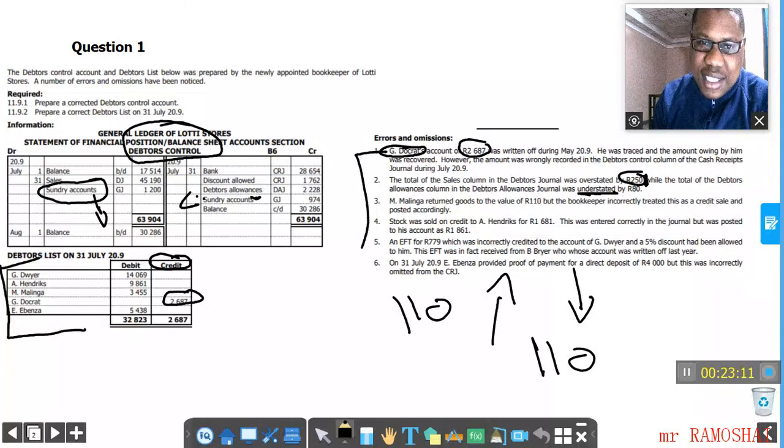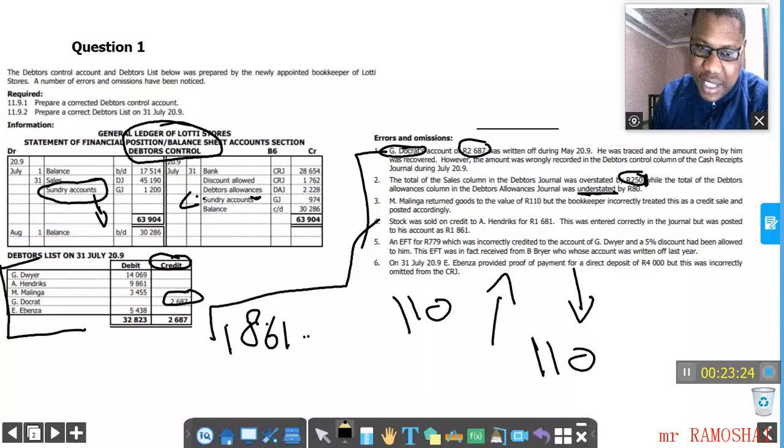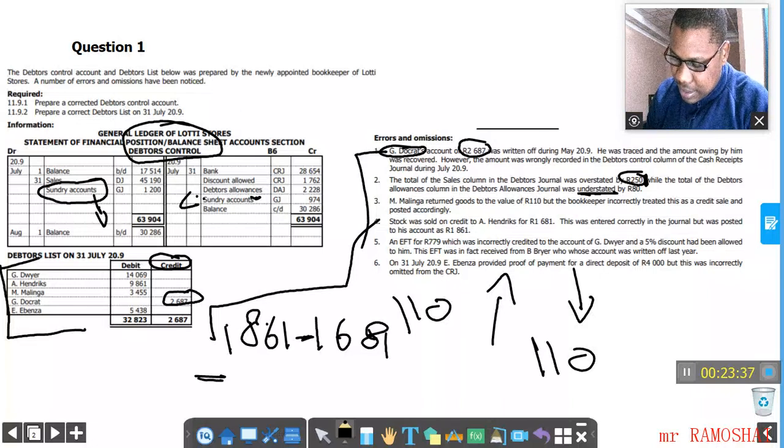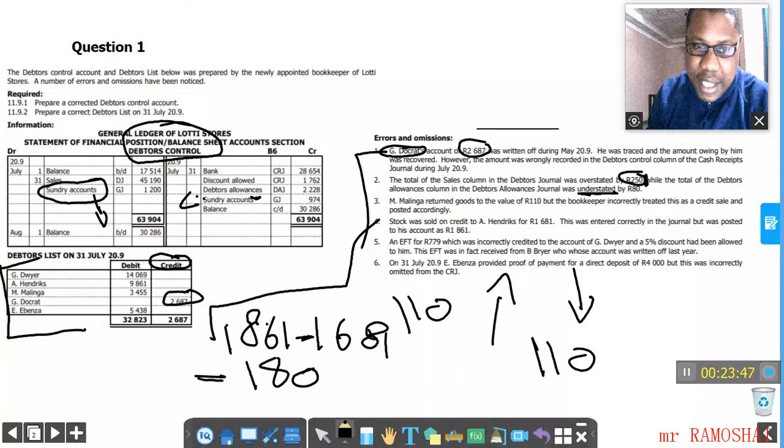So how will we undercast it? We're going to say, we want to see the more they have recorded, 1,861. If you look at that, they have recorded more instead of less. So that means his account must be decreased with something. How much is that? 1,861 minus 1,681. So it was overcasted with 180.